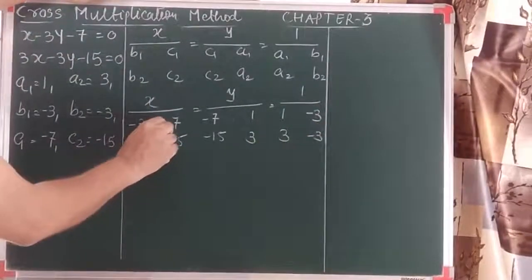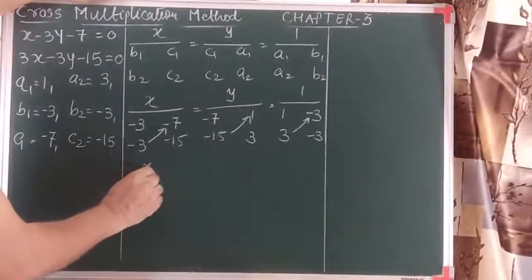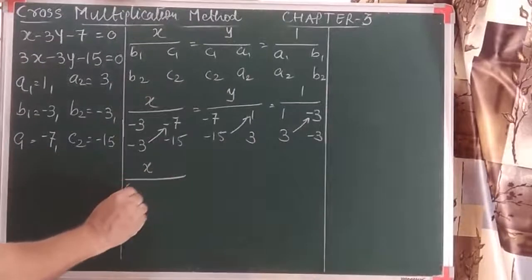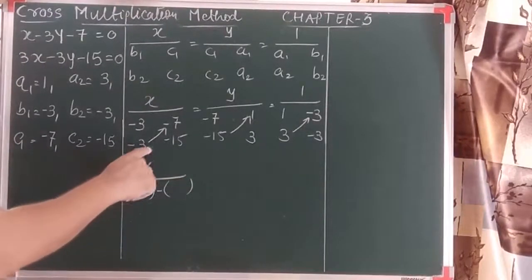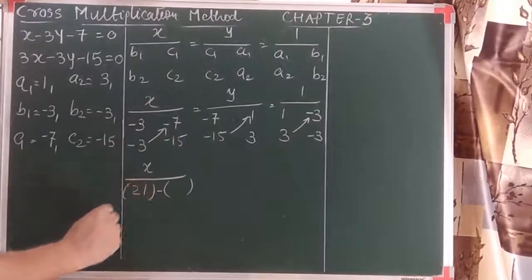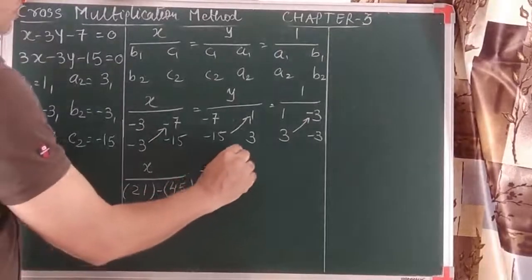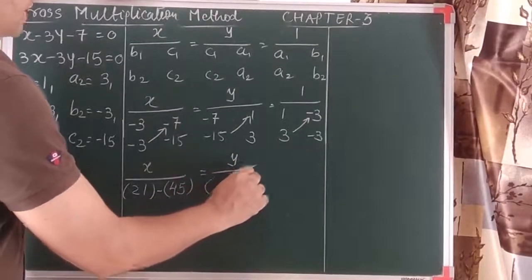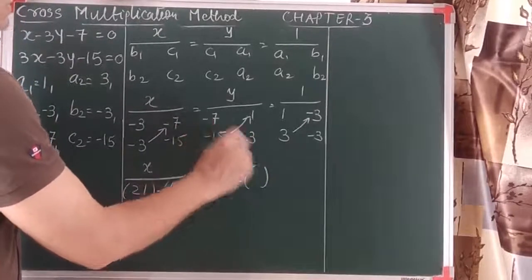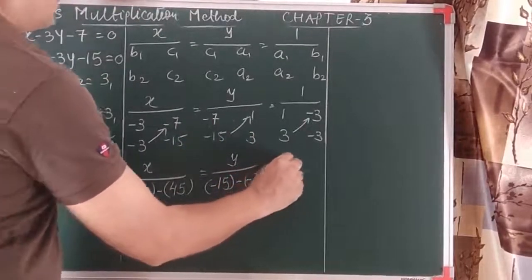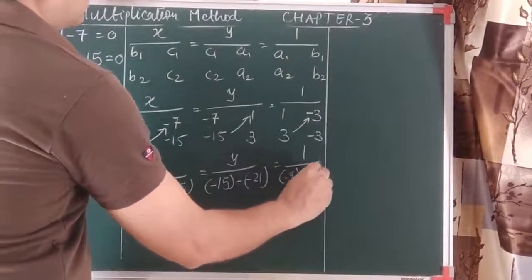Let's go with the method. We'll go for the cross multiplication. Whatever the order will be for the first, the same for the rest of the two. And this product should be written between brackets and the sign is minus. 7 3s are 21, minus minus plus. 15 3s are 45, again minus minus plus. Y, again the bracket and the sign is minus. 15 1s are 15, plus minus minus. 7 3s are 21, minus 21. And 1 upon, 3 3s are 9, sign is minus, 3 1s are 3.